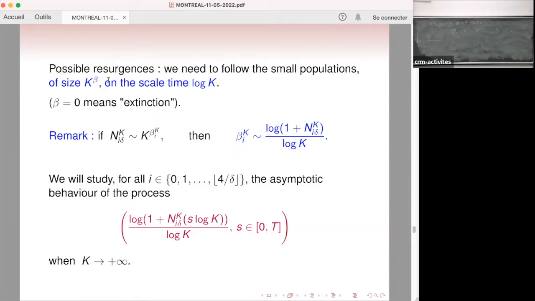But here we have changed the time scale of the population size, and we will see why in a minute. It's related to the population: we know that the population size will be the exponential of the growth rate times the time. So, as I said, we will look at the process of the exponent on the time scale logarithm of K. Now the individual mutation rate is K^(-alpha), and the time scale is of order logarithm of K.